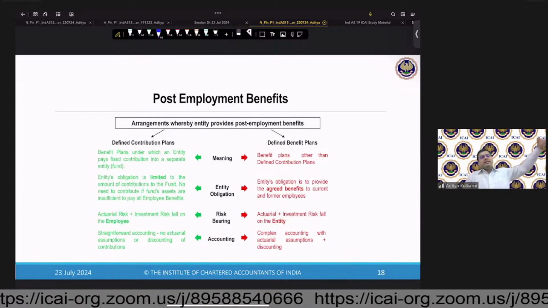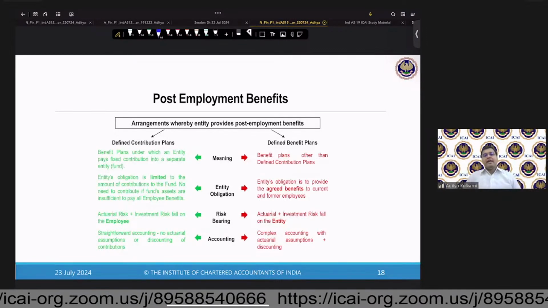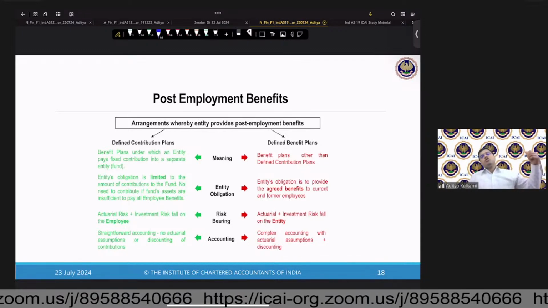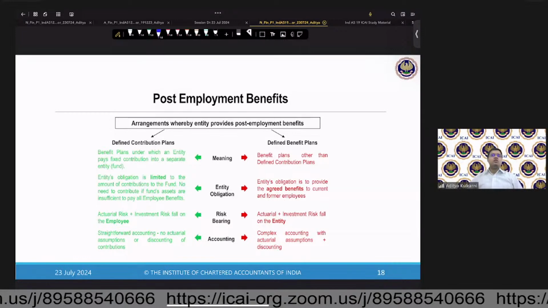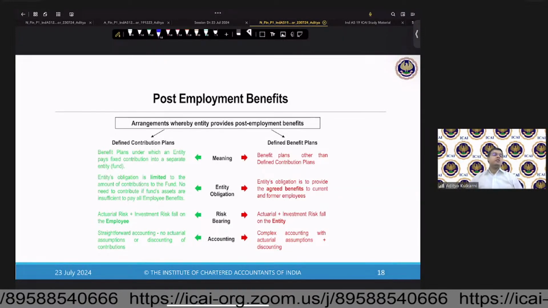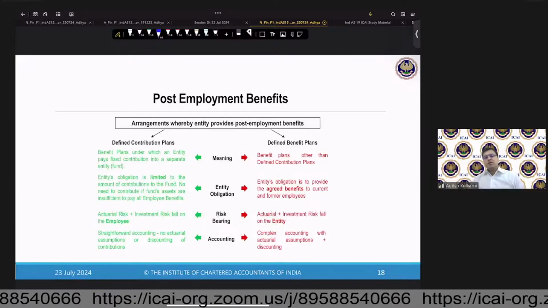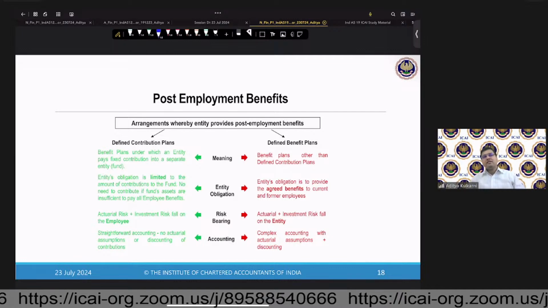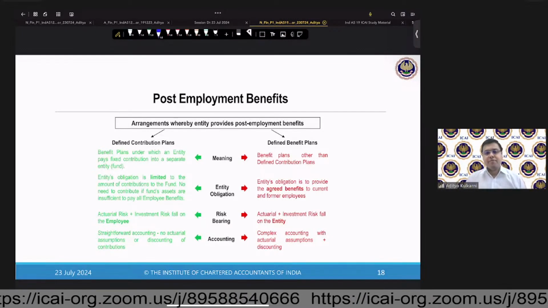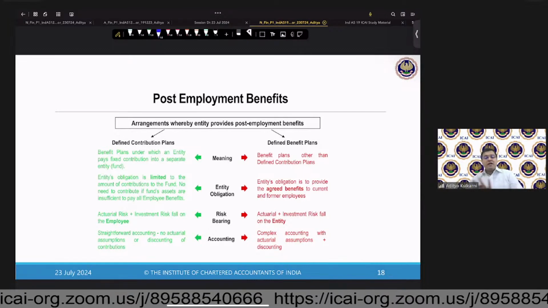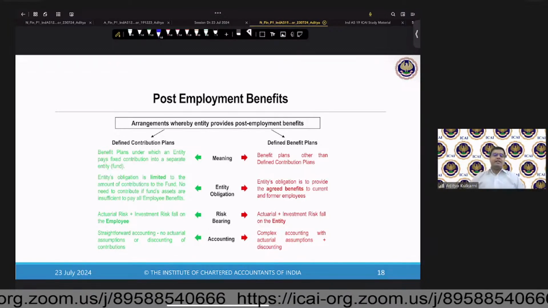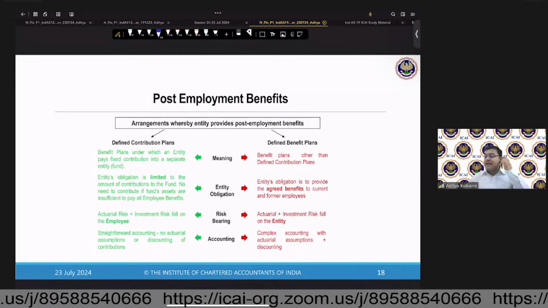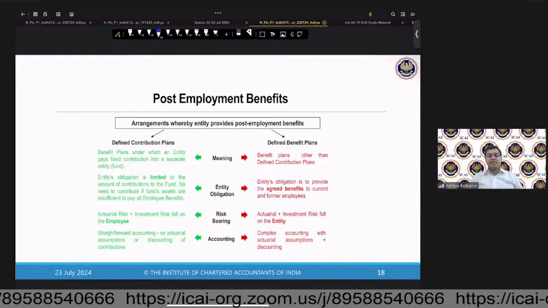PF invests that in some assets, okay, in some funds, in some shares, stocks, etc. Now the question is, those stocks may perform very well, those stocks may perform average, those stocks may perform badly. My point is, however those stocks perform, whatever be the return that the provident fund generates on the amount deposited by the employee, whose burden it is or who will enjoy it? Is it the employer who is responsible for this, or will the employee alone bear the burden of the returns that the provident fund generates?